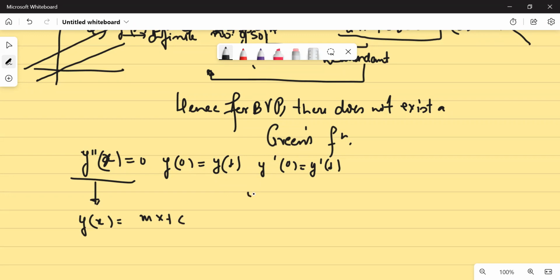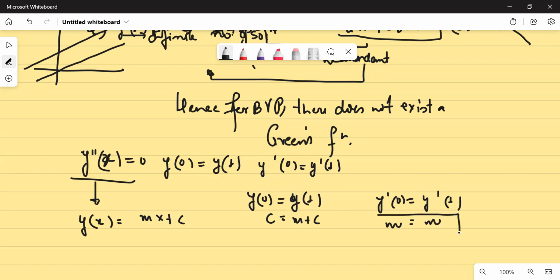And your y(0) is equal to y(1). That implies your c must be equal to m plus c. Is that clear? And y dash 0 must be equal to y dash 1. My y dash 0 would be simply m. And what is y dash 1? Again, y dash 1 will be equal to m. So it is m equal to m.